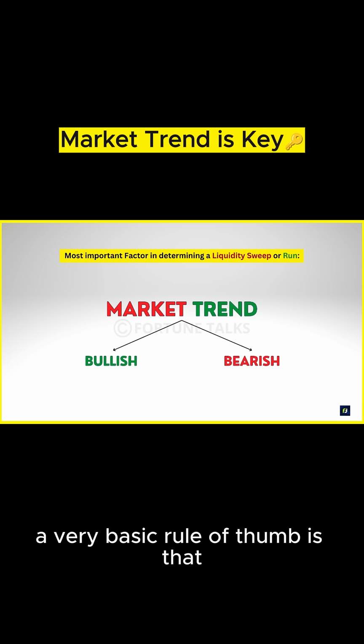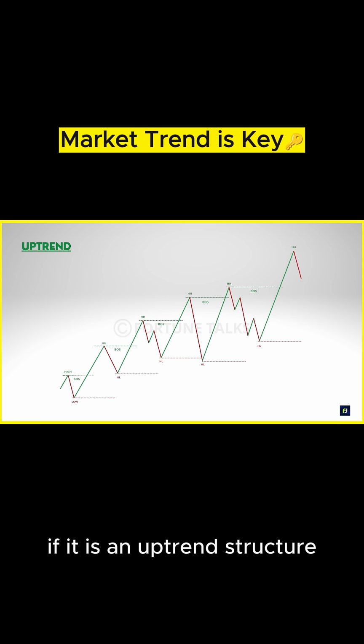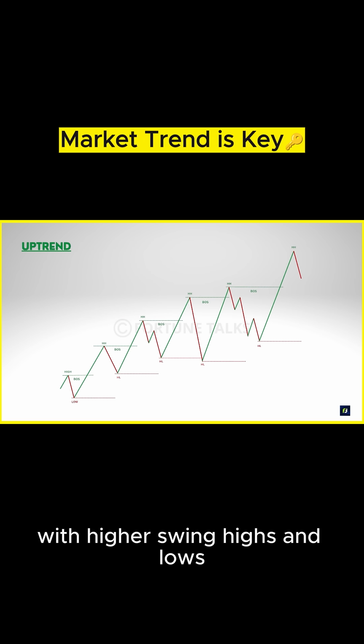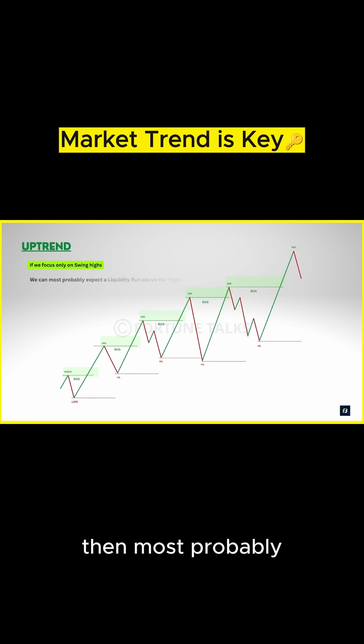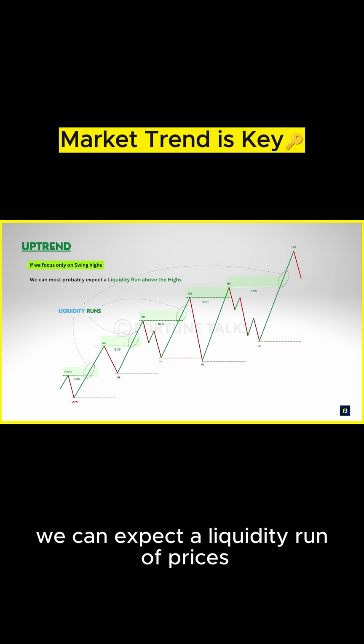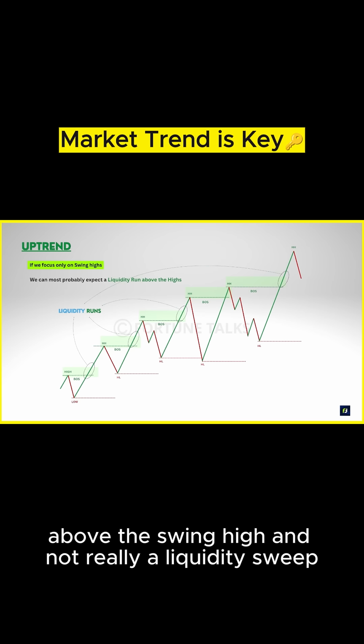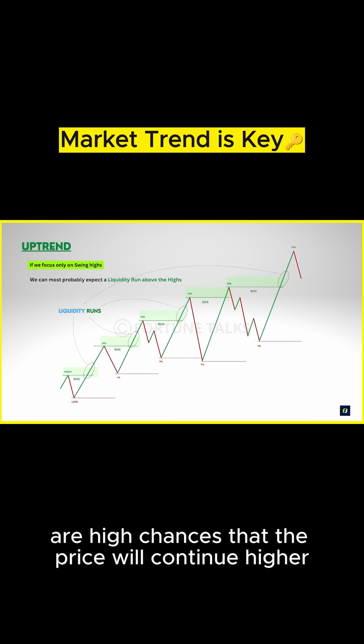A very basic rule of thumb is that if it is an uptrend structure with higher swing highs and lows, and if we are looking at a swing high, then most probably we can expect a liquidity run of prices above the swing high and not really a liquidity sweep. That is, there are high chances that the price will continue higher.